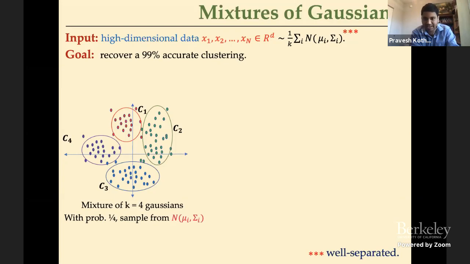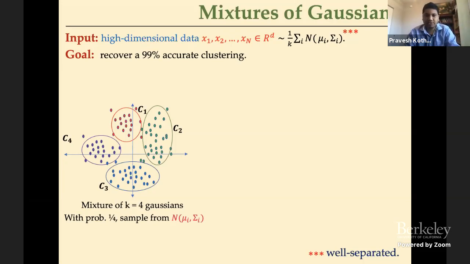Okay, that's the problem. I'm sure some of you are already thinking, if two of the Gaussians happen to be very, very close to each other, let's say in the extreme case have the exact same parameters, this is certainly going to be impossible. And indeed it is. So what I'm going to do is make an assumption that every pair of the Gaussians is well separated in a certain sense that I will soon describe to you.